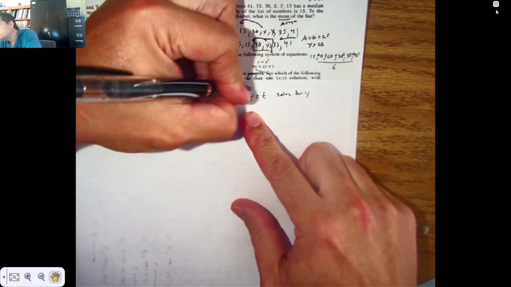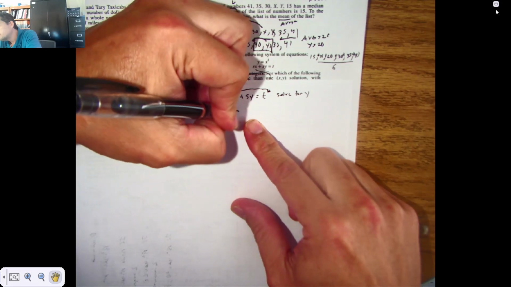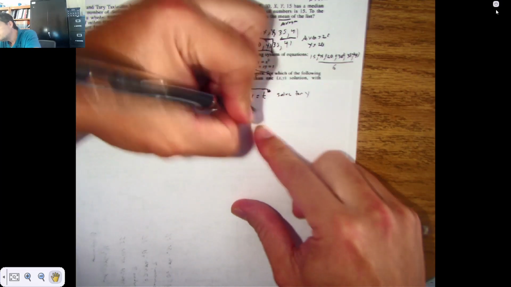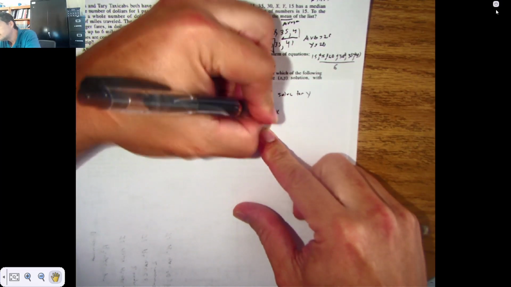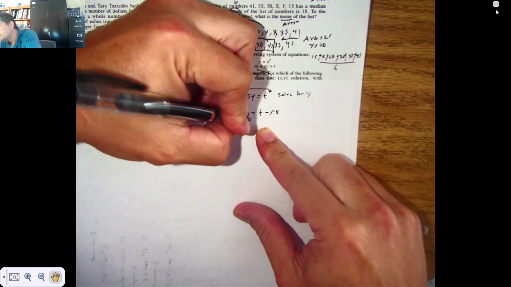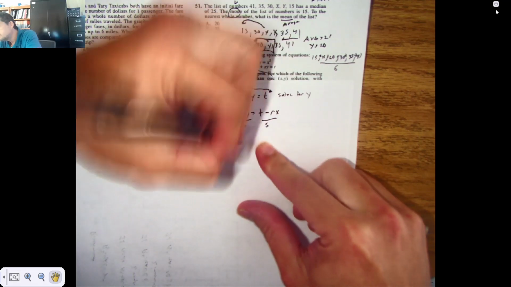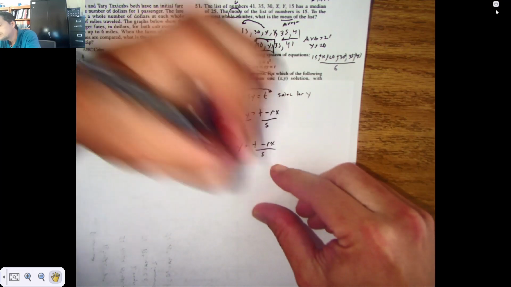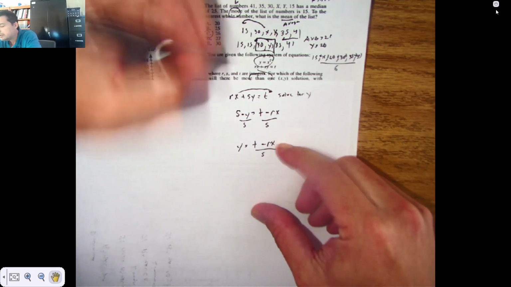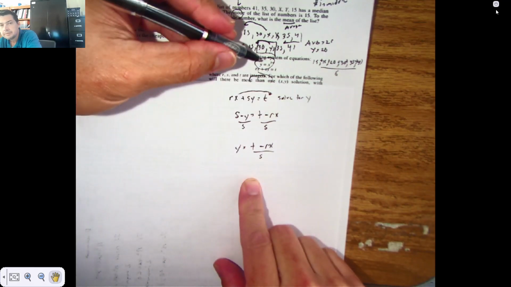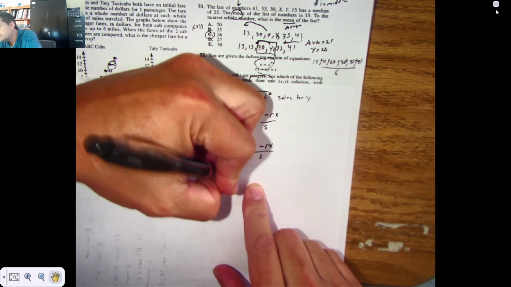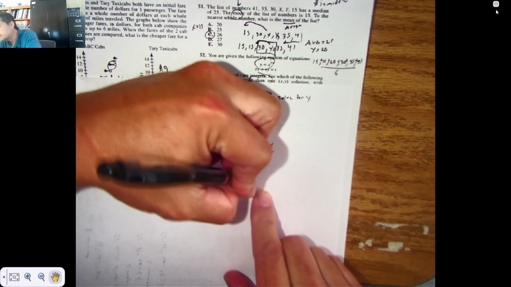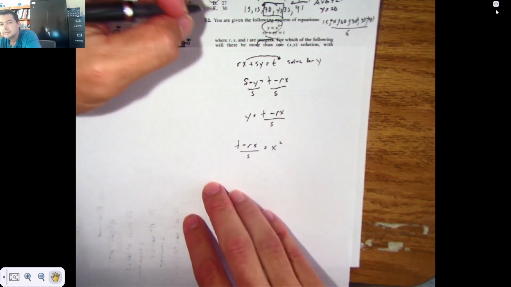So I'm going to move rx over. S times y is t minus rx. I'm going to divide through by the s. So y is t minus rx over s. And I'm going to plug it back into this one, that equation right up there. T minus rx over s is x squared.